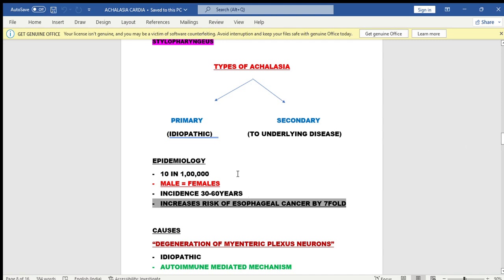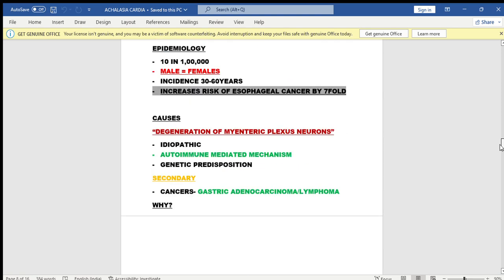Now, the epidemiology. Almost 10 in 1 lakh people suffer from achalasia cardia. The male to female preponderance is equal. Both male and female suffer commonly, and it commonly happens in middle-aged people, that is between the age of 30 to 60 years. An important point we need to know is people who have achalasia cardia are at a 7-fold increased risk of developing esophageal cancer. Right? So that is why this is important.